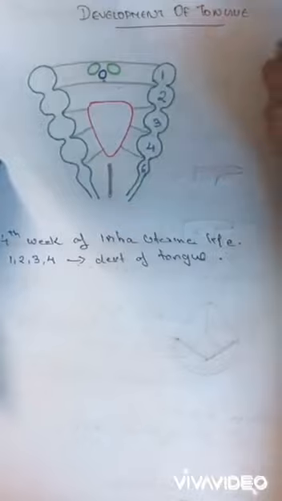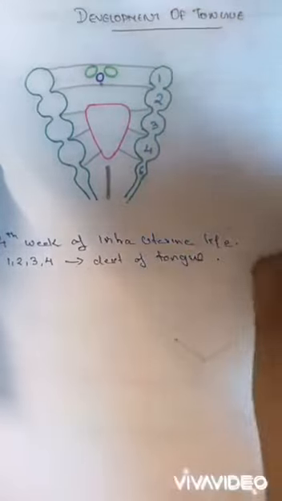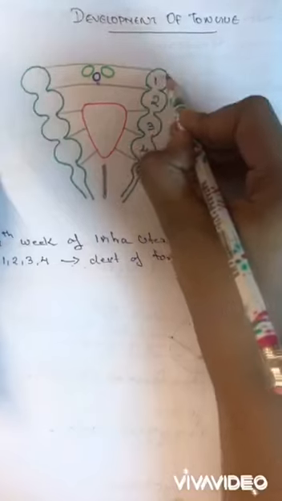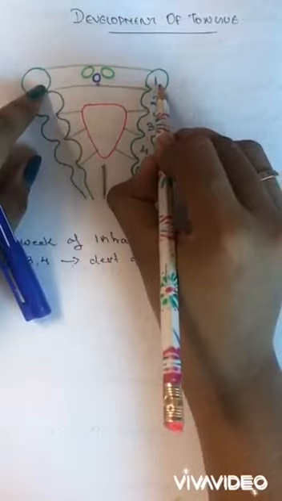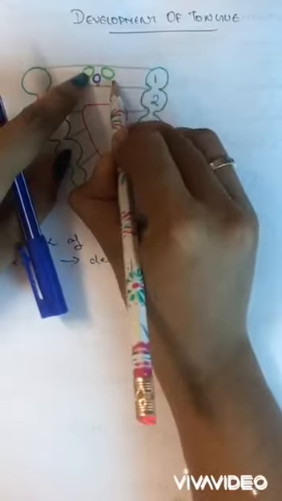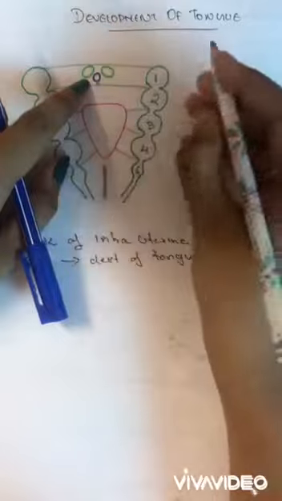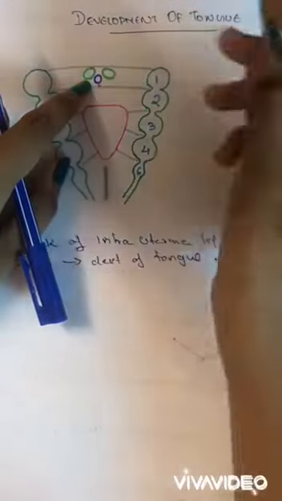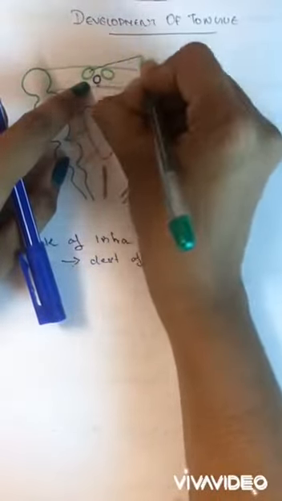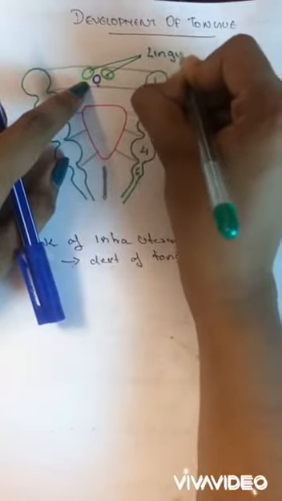So, how does the development of tongue take place from these pharyngeal arches? Let's take the first pharyngeal arch. These two first pharyngeal arches grow medially and fuse in the midline. This fusion gives rise to swelling. The first arch forms two swellings in the midline. This first one is known as lingual swelling.